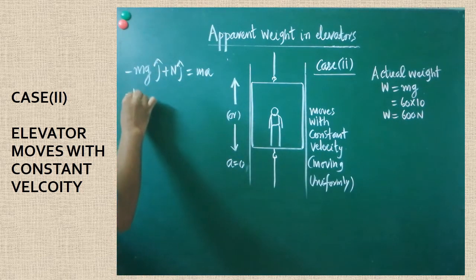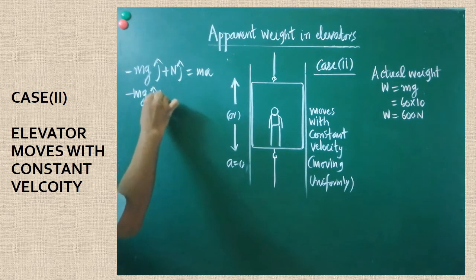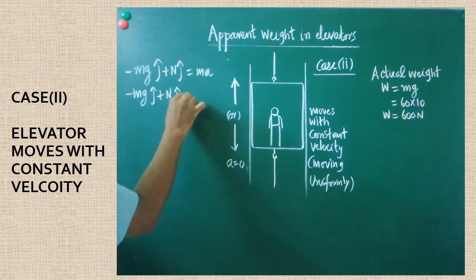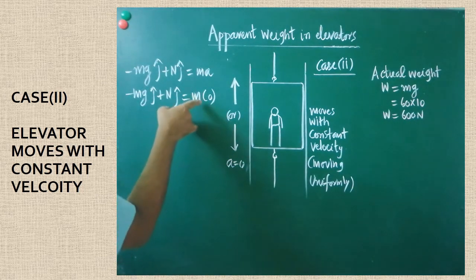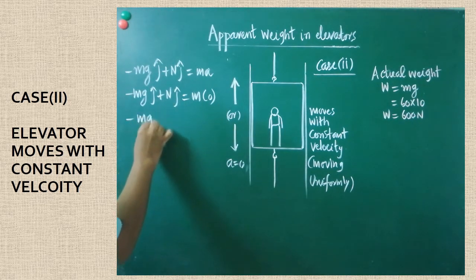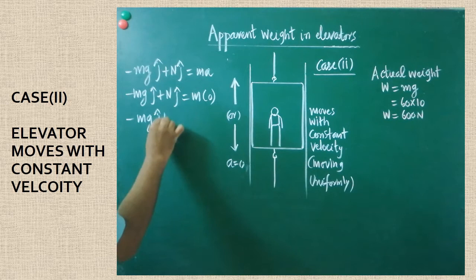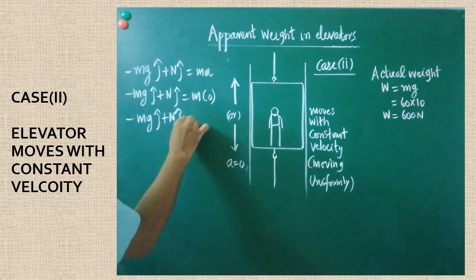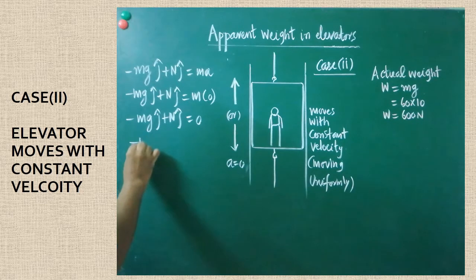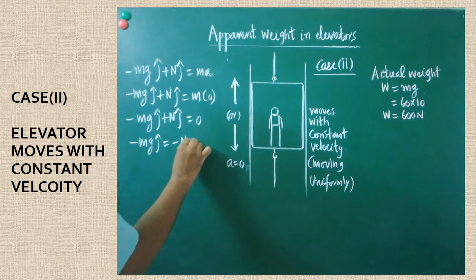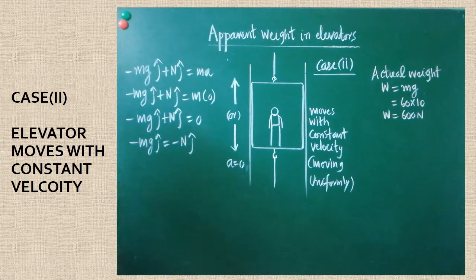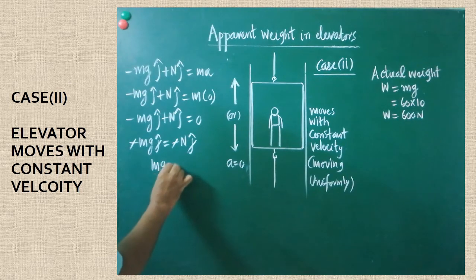Substitute here, minus mg j cap plus n j cap is equal to m, instead of a substitute 0. Are you clear? So after substituting 0, what will happen? The factor that one becomes 0, mg j cap plus n j cap is equal to 0. Now we can write it as minus mg j cap is equal to minus of n j cap. So now we can cancel both. Now j can be cancelled. Finally we are able to get mg is equal to n.